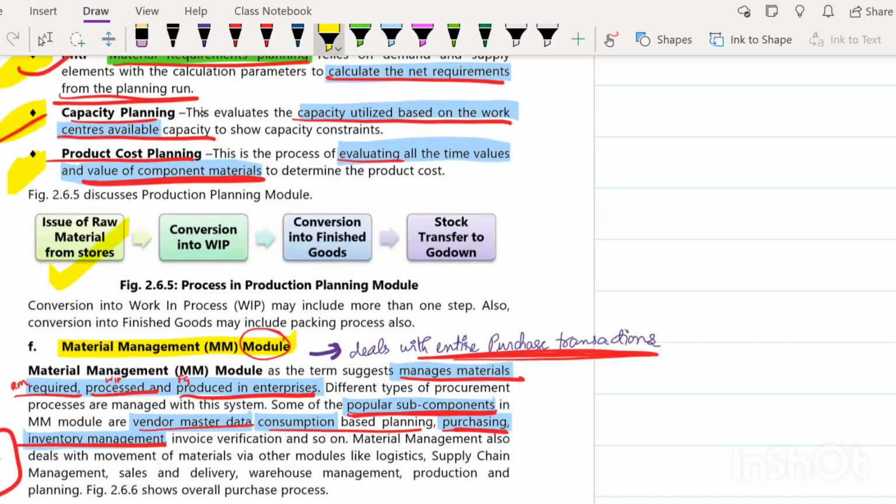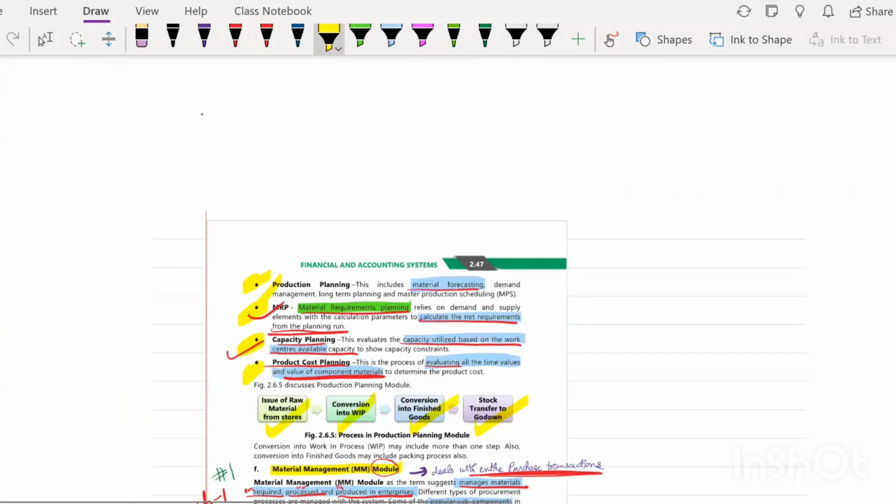Here again you have the process given. So first you will issue the raw material, then you convert it to WIP, then into finished goods, and you will transfer the same into your godown.